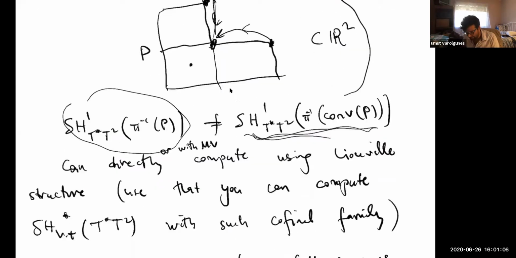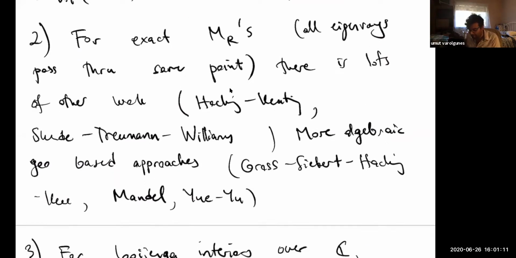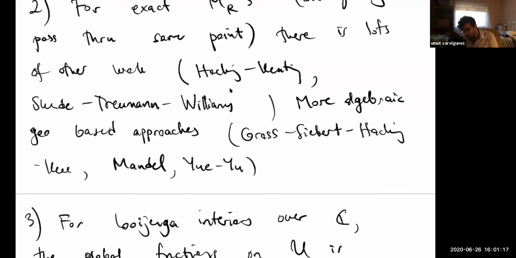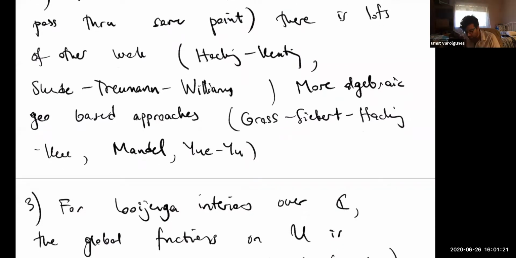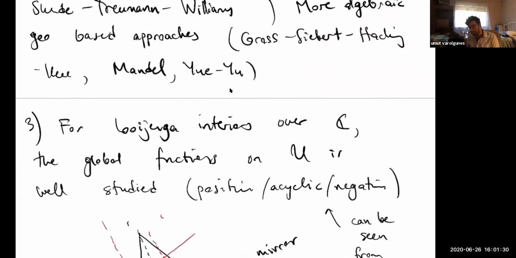Okay, I think now I'm actually out of time. Maybe I'll say, if M_R was exact, then there's a lot of work about this. The main ones are, I think, Paul Hacking and Ailsa Keating has a new paper, and also Shende, Treumann, Williams, there is some kind of sheaf theoretic version of this. And there are also algebraic geometry-based approaches by Gross, Siebert, Hacking, Keel, also Travis Mandel and Tony Yu.